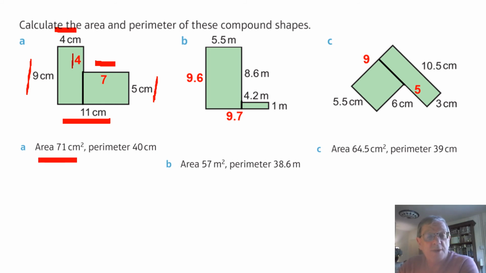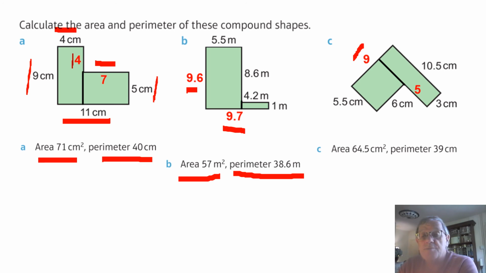I can take all the side lengths I've got all the way around it, add them together, get a perimeter of 40. Equally so with shape B. I've got an area of 57 and a perimeter of 38.6. I've put the extra sides on here and here for your benefit. Same with C, I've put the extra sides on which are missing in red there. And again, work them out. The area is 64.5, perimeter 39.